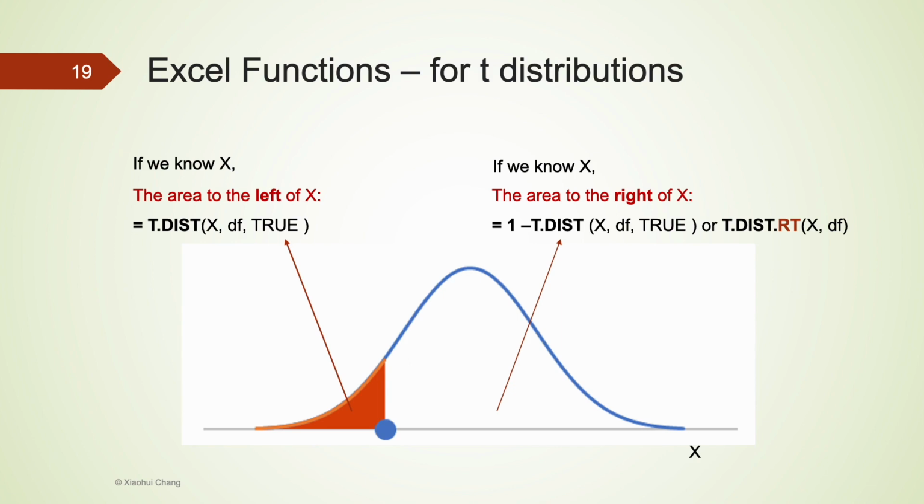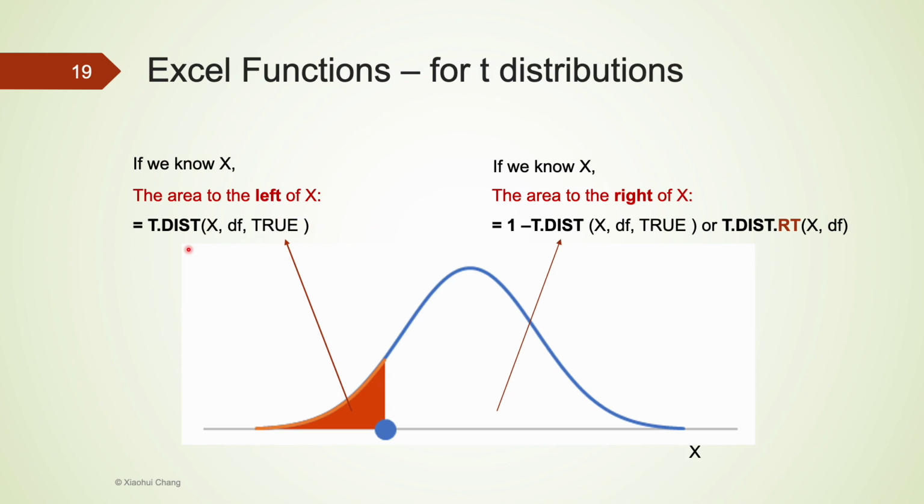In this slide and the next, I will summarize how we can use Excel functions to solve probability questions related to the t-distribution. The functions are T.DIST and T.INV on the next slide. They are very similar to NORM.DIST and NORM.INV functions. See the video linked in the upper right corner.